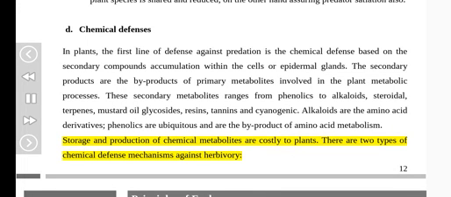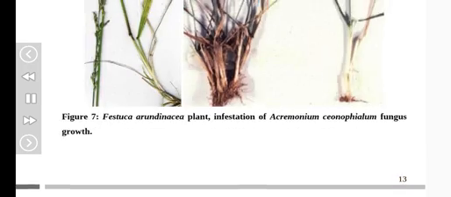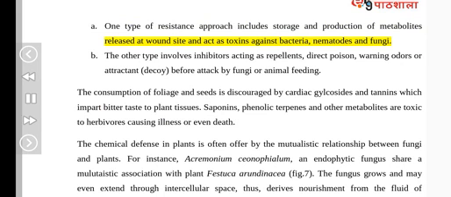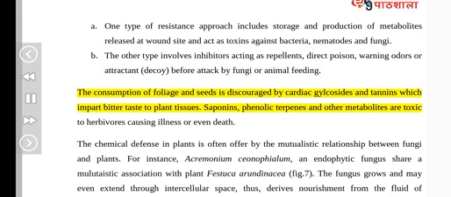There are 2 types of chemical defense mechanisms against herbivora. One type of resistance approach includes storage and production of metabolites released at the wound site that act as toxins against bacteria, nematodes and fungi. The other type involves inhibitors acting as repellents, direct poison, warning odors or attractant decoy before attack by fungi or animal feeding. The consumption of foliage and seeds is discouraged by cardiac glycosides and tannins, which impart a bitter taste to plant tissues. Saponins, phenolic terpenes and other metabolites are toxic to herbivores, causing illness or even death.